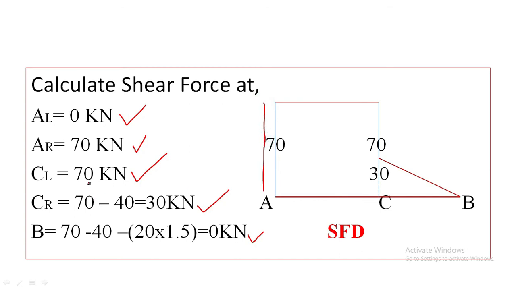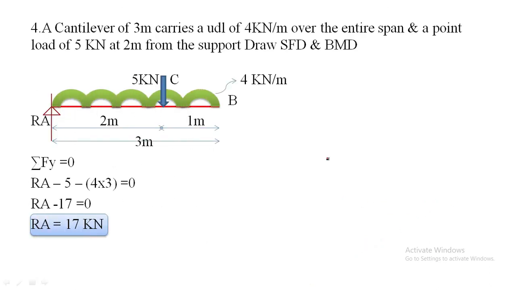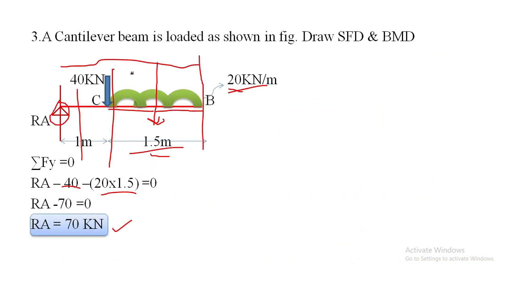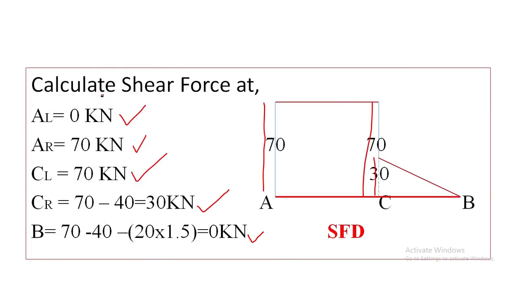Then C on the left has 70 and 30 kilonewton. The dotted line shows 30 kilonewton and the full vertical line shows 70 kilonewton. Okay, now join this in between A and C. In between A and C there is no load present, so it should be joined with a horizontal line.